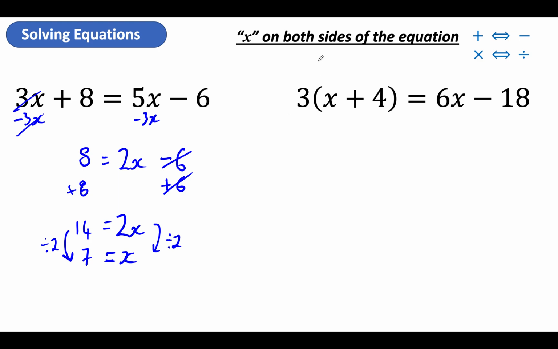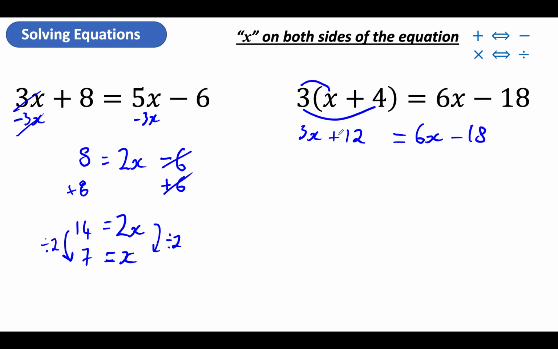And last example. Okay, so what have we got here? We've got x on both sides and we've got a bracket, but we've been working on those, haven't we? So we know the first thing to do here is to expand this bracket out. That's probably a good step. So let's do 3 times the x to get 3x. And let's do 3 times the 4 to get 12, and of course they're both positive, so the answer's positive. And this side hasn't been changed at all, it's still just 6x minus 18.